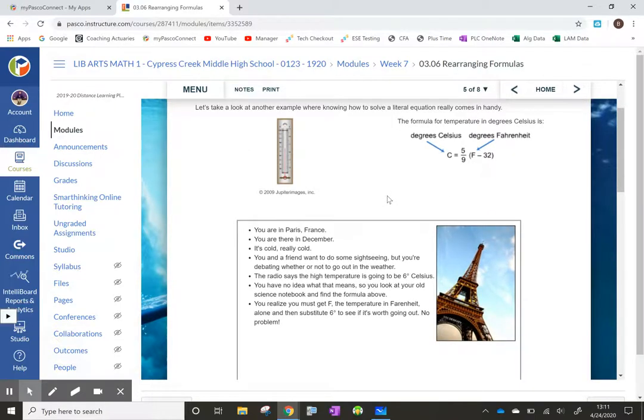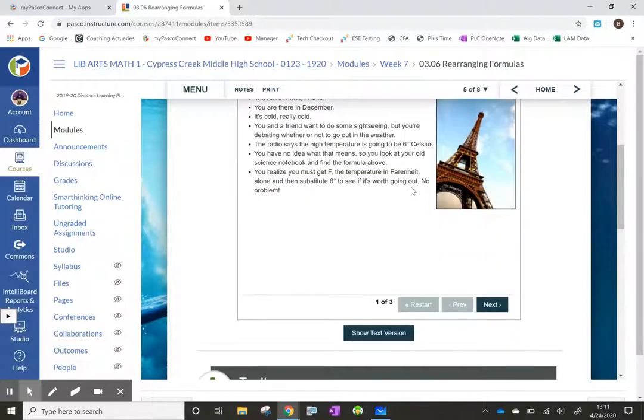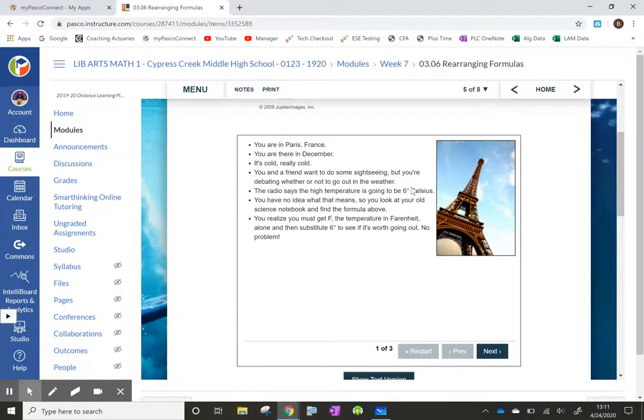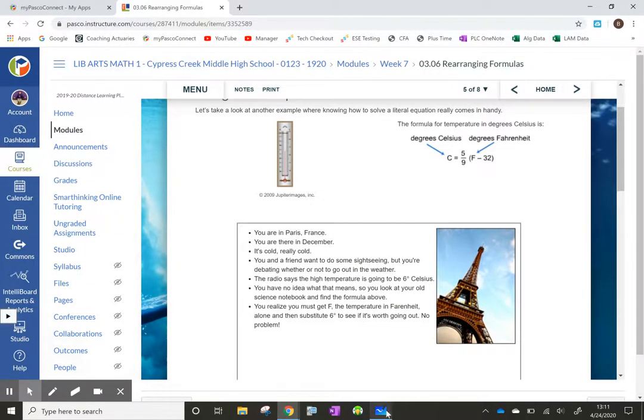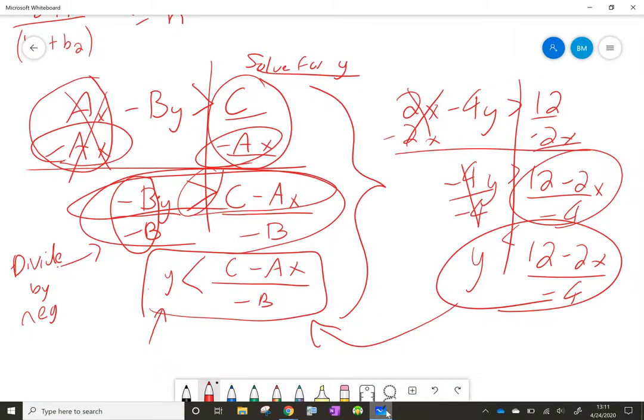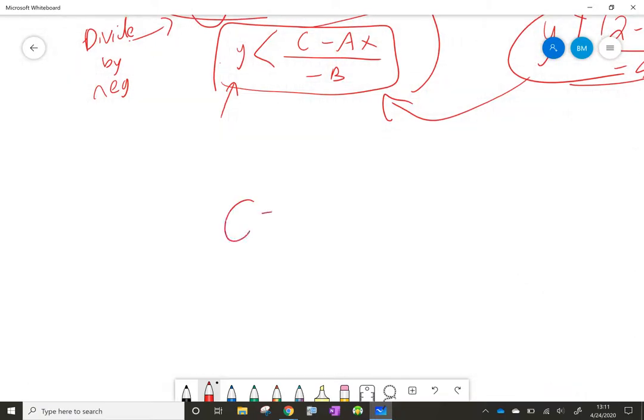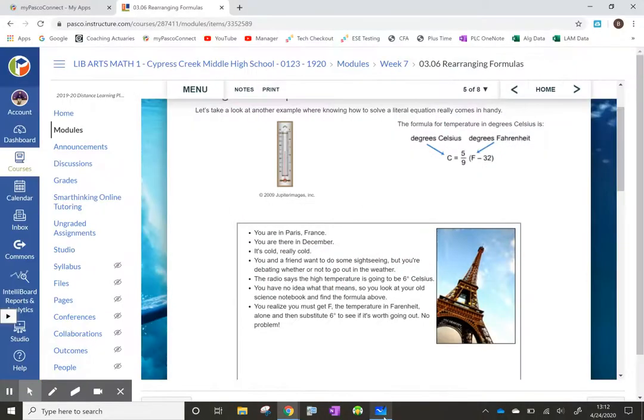All right. Here we're going to convert the Celsius to Fahrenheit formula. So here we have the Celsius formula, which is C equals 5/9 times F minus 32. So let's write this formula down. C equals 5/9 times F minus 32. This is our formula, right?